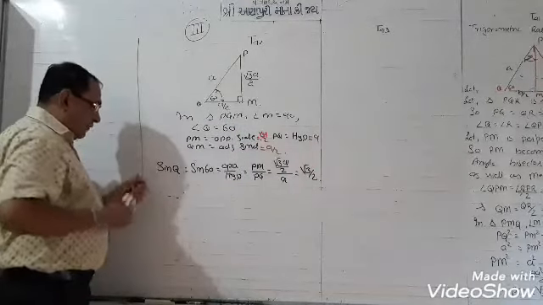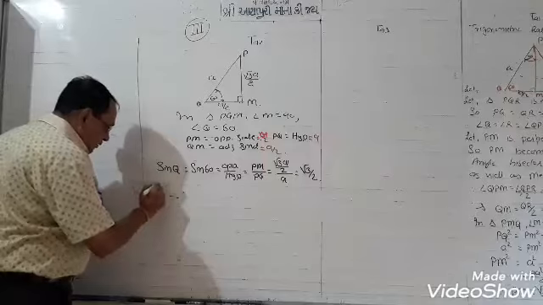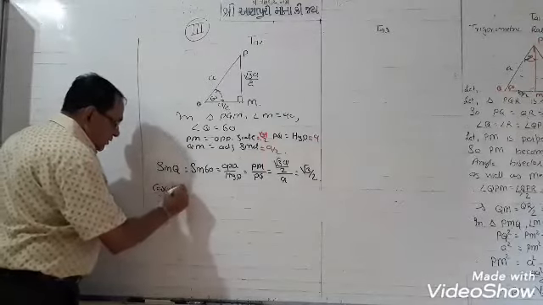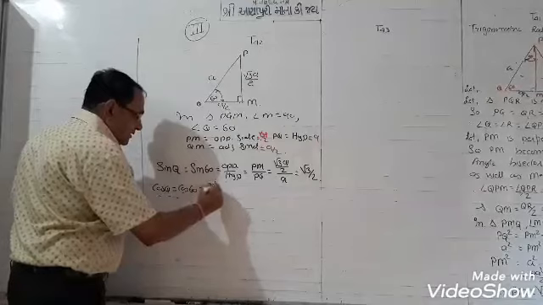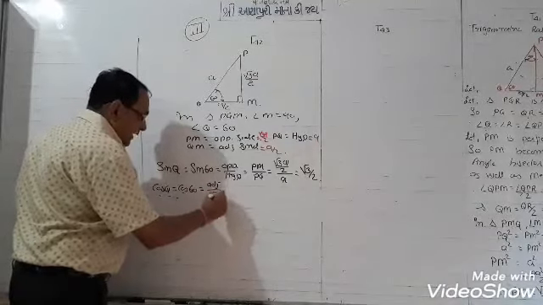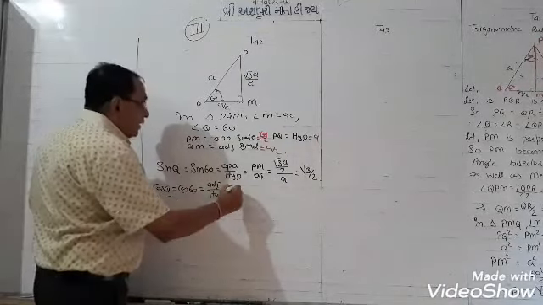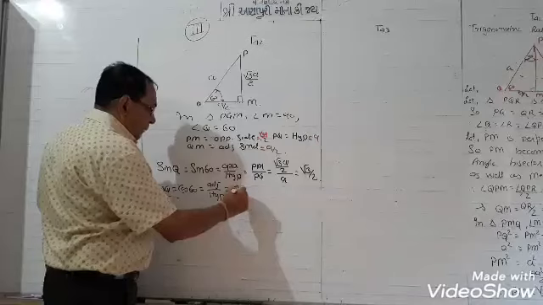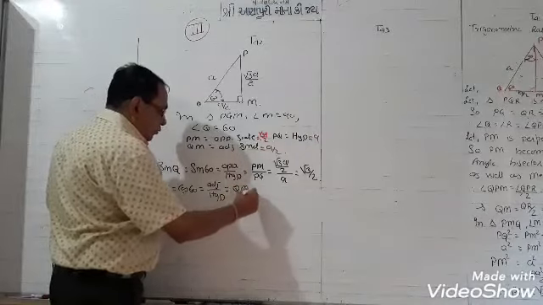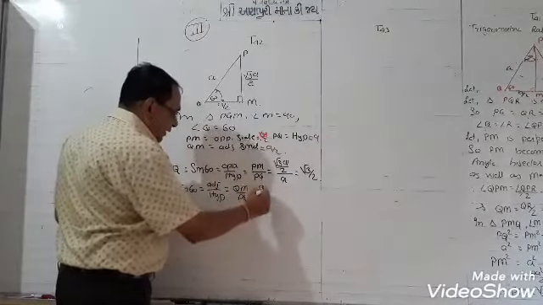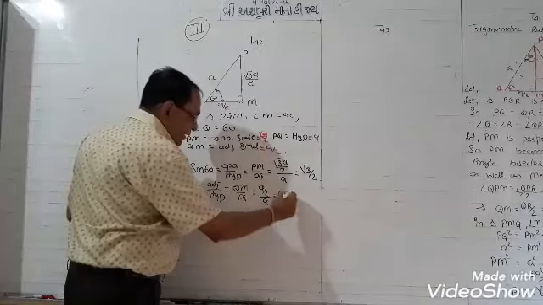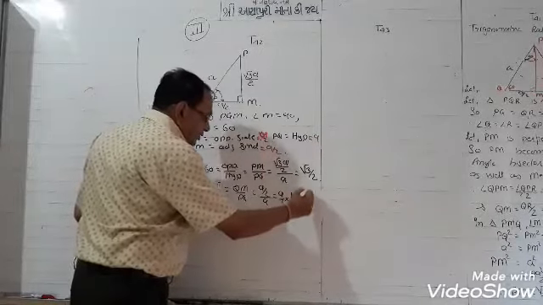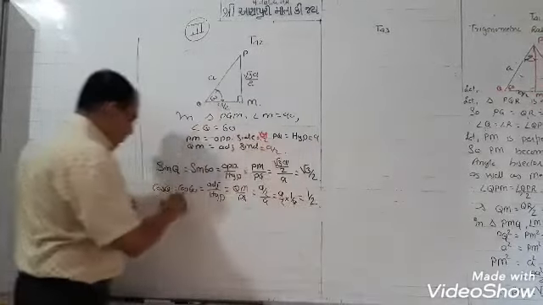Now I will take cos Q. Cos Q is equal to cos 60. Cos 60 is equal to adjacent upon hypotenuse, QM upon PQ. QM is equal to A by 2 and that upon A. A by 2 multiplied by 1 upon A is equal to 1 upon 2. Cos 60 is equal to 1 upon 2.